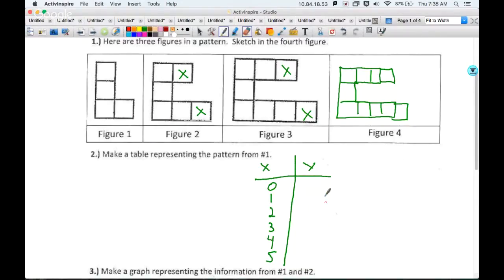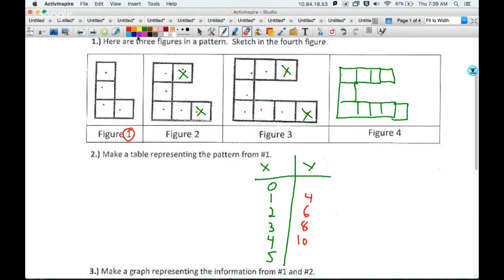And now to fill in our Y column, I just count 1, 2, 3, 4. So figure 1 has 4, so across from the 1, I want to put a 4. Figure 2 has 1, 2, 3, 4, 5, 6. Figure 3 has 1, 2, 3, 4, 5, 6, 7, 8. The next one has 10.